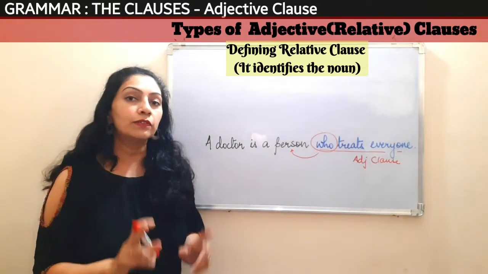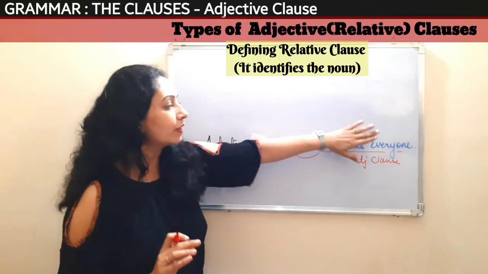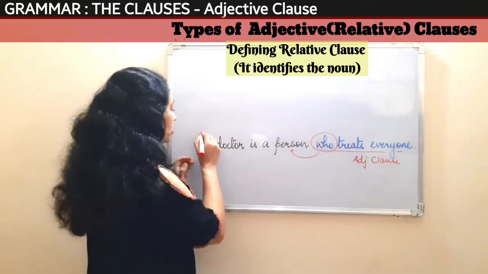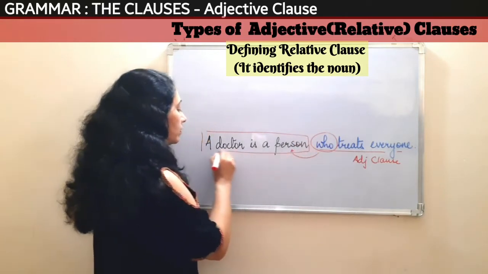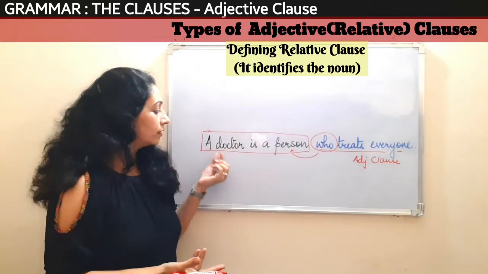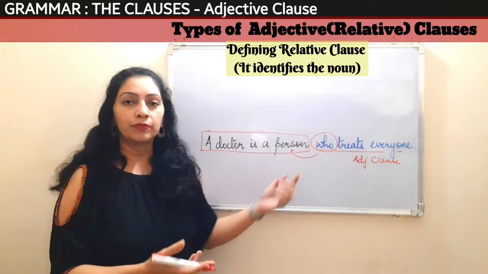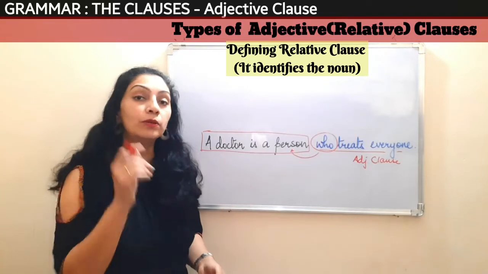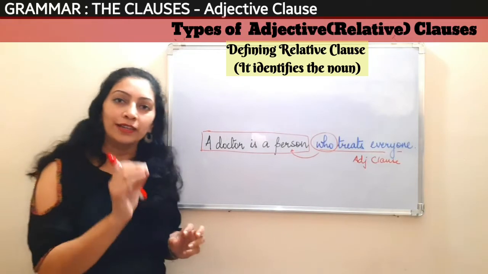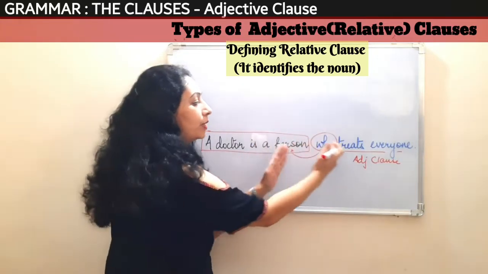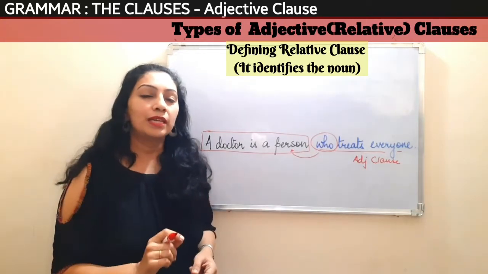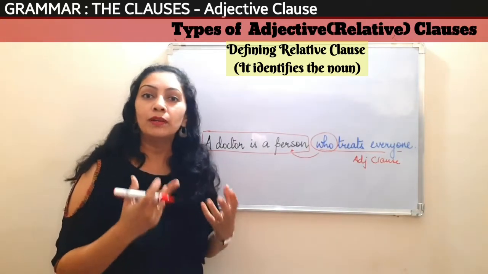Now, a defining relative clause is always like this: if I remove the adjective clause and just keep this much, a doctor is a person, it will not give me much information about what I'm talking about. Obviously, a doctor is a person, but what kind of person? Who treats everyone. So when we are using a defining relative clause, we cannot separate it from the main clause, because if we separate, then the noun used in the main clause will not give us proper meaning.